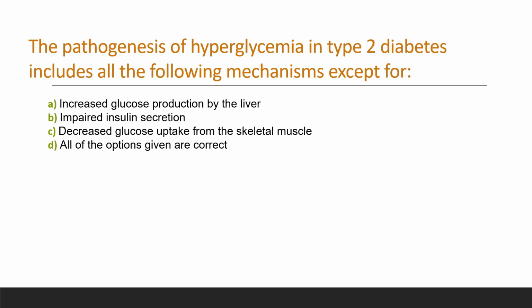Next question, the pathogenesis of hyperglycemia in type 2 diabetes includes all of the following mechanisms except. Hyperglycemia means a high sugar level in the blood. Option 1, increased glucose production by the liver. Yes, this is true, there is increased production of glucose. Number 2, impaired insulin secretion. That's also true. Third, decreased glucose uptake by the skeletal muscle. That is true, because if there is impaired insulin secretion, insulin cannot help the glucose to be absorbed by the muscles. So the correct option is option D.